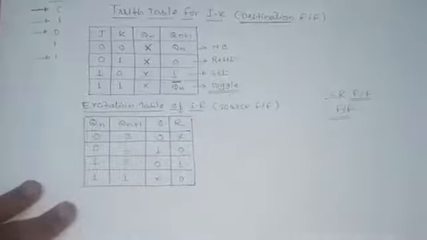So once you have this truth table for the JK flip-flop, that is your destination flip-flop, based on that, let us consider the excitation table of the SR flip-flop, and we know that the SR flip-flop here we consider as the source flip-flop.